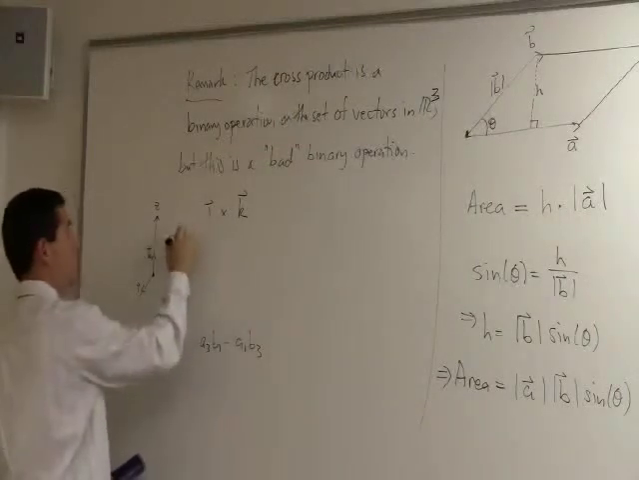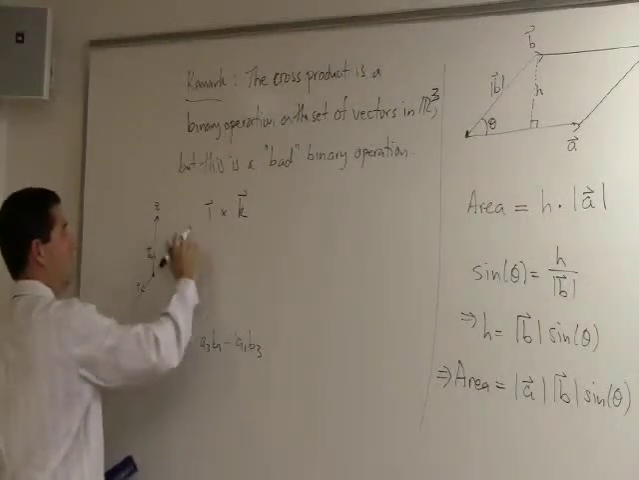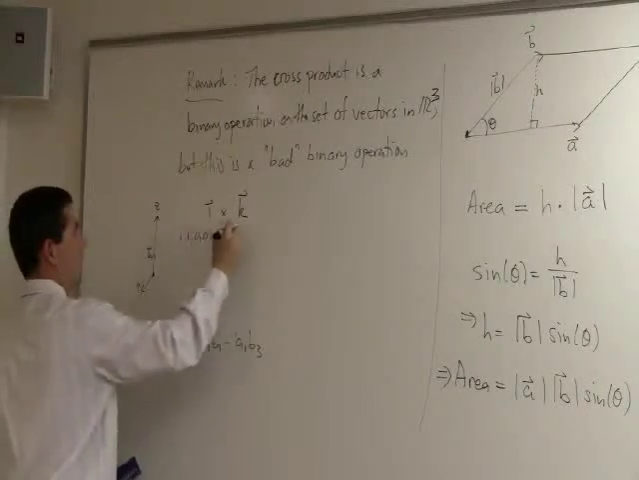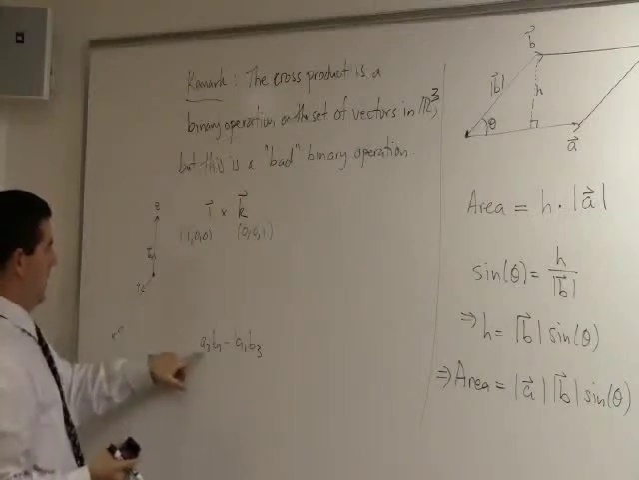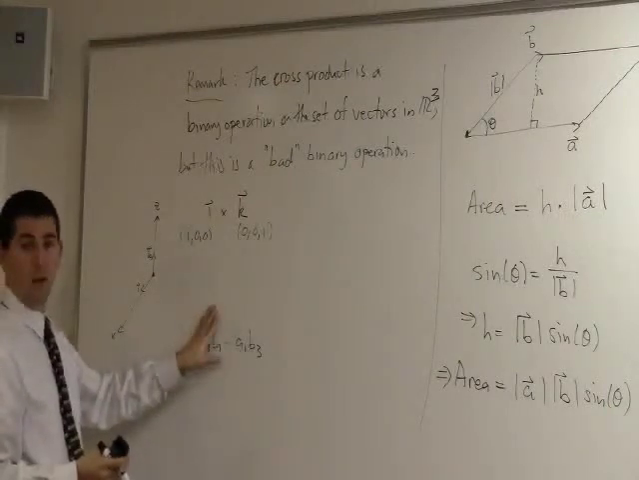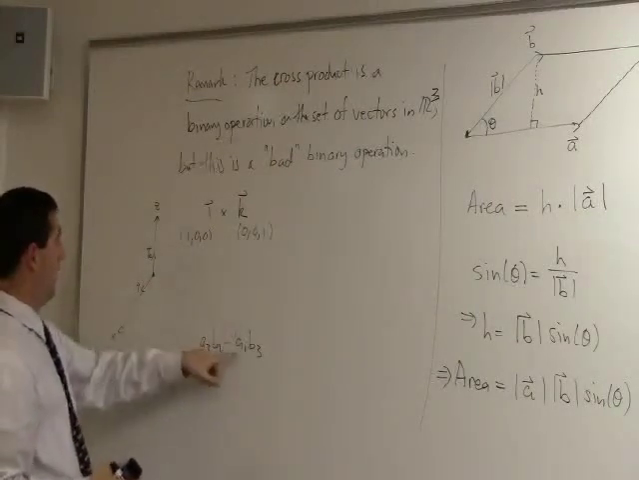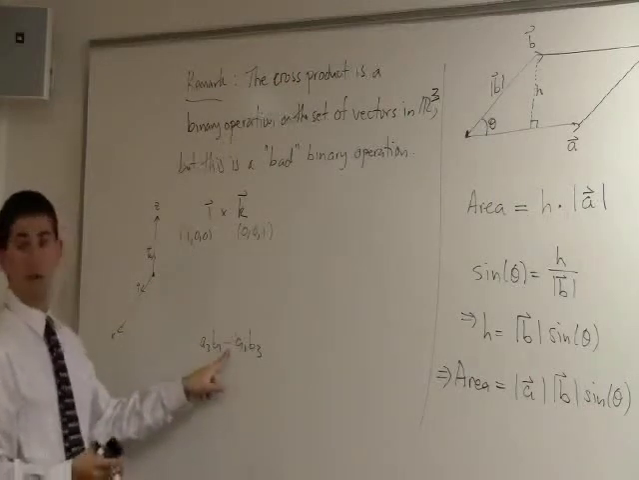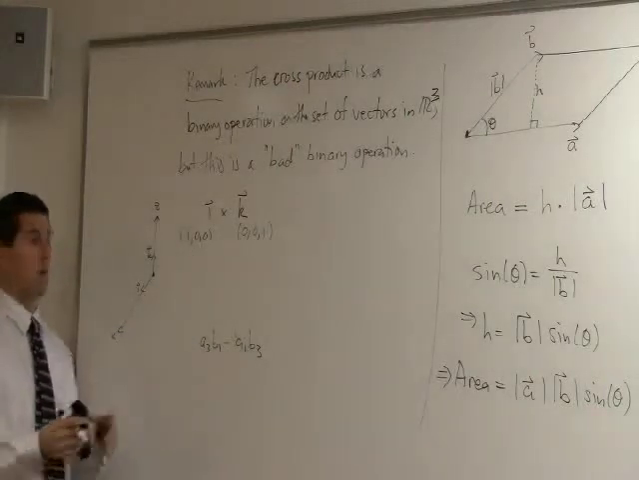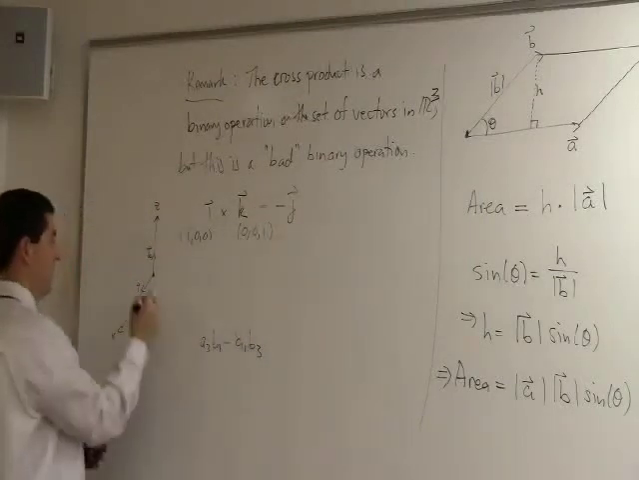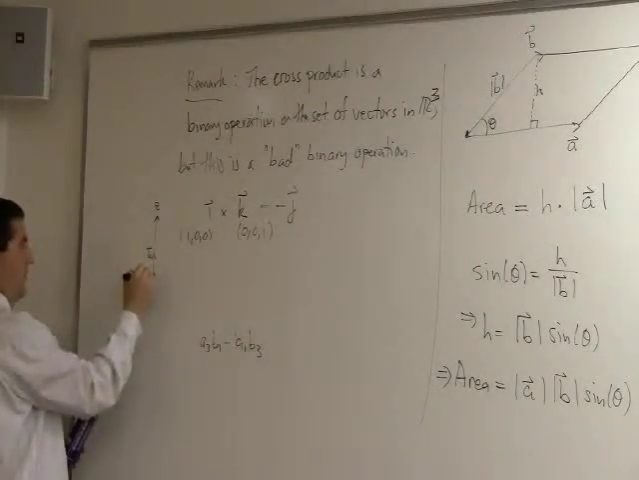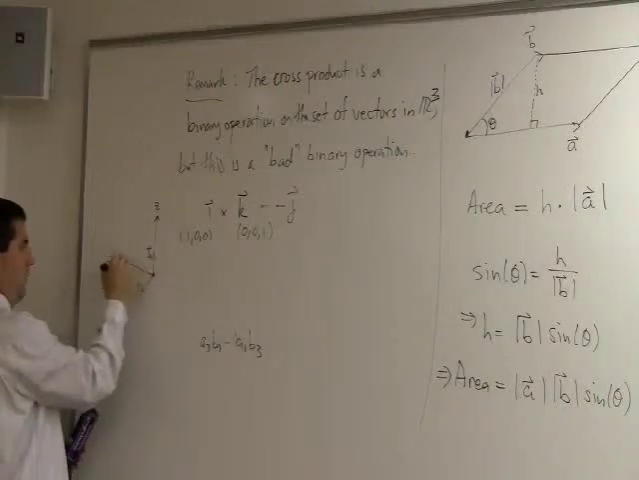Okay, and i is 1, 0, 0, and k is 0, 0, 1. So let's see here. A3 is 0, so there's nothing there. And A1 is 1 and B3 is 1, but there's a minus. So it must be minus 1. So this is actually giving you minus j. The cross product of these is going that way.